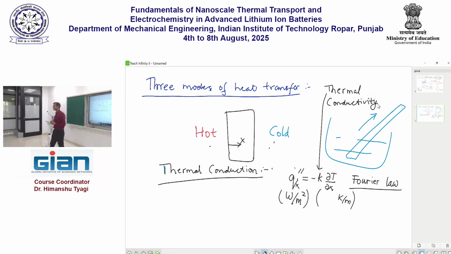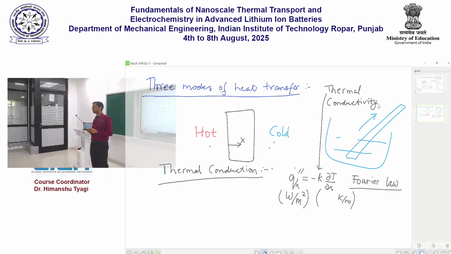It is a characteristic of the material of the body. Different materials have different values of the thermal conductivity. A steel spoon typically has a high thermal conductivity. A wooden spoon typically does not have high thermal conductivity. That is the reason why the wooden spoon does not get very hot. The steel spoon does get quite a lot hot.